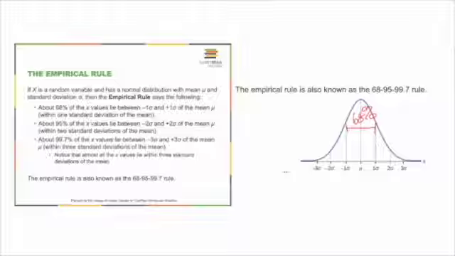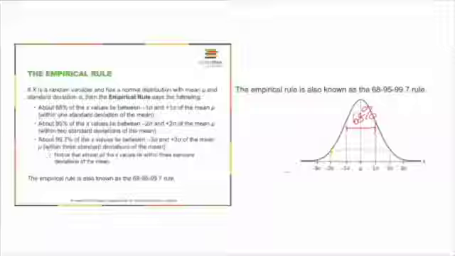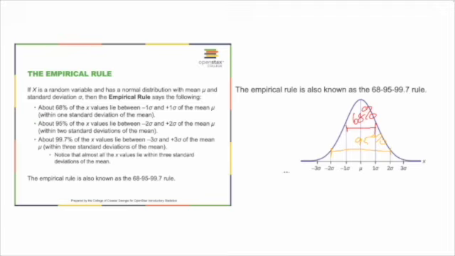About 95% of the data is either above or below the mean by 2 standard deviations. So either it's going above the mean by 2 standard deviations or below the mean. And within 3 standard deviations of the mean is 99.7% of the data. Notice that almost all x values lie within 3 standard deviations of the mean.